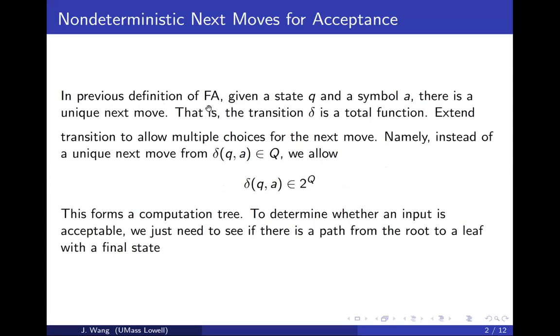In the previous definition of finite automata, given the state Q and the symbol A, there is a unique next move. That is, the transition delta is a total function. And we can extend this transition to allow multiple choices for the next move. In other words, instead of a unique next state from delta Q comma A, we will allow delta Q comma A to go to a set of states. Okay, so it belongs to the power set of Q. So actually that is a set of states. So this forms a computation tree in a way like this.